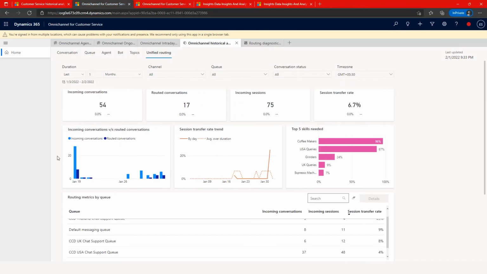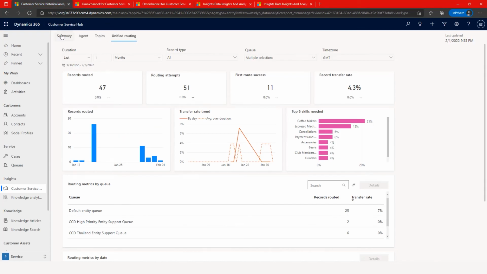This is how Eugene makes use of historical analytics reports for both conversation and records targeted for unified routing. This is a routing specific report. She can also access the other reports which talk about overall health of the contact center from a historical standpoint.